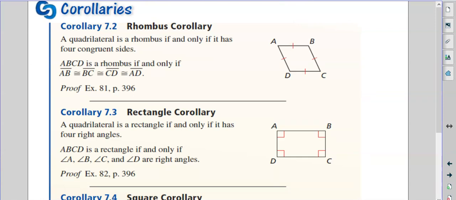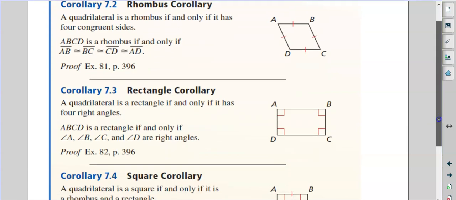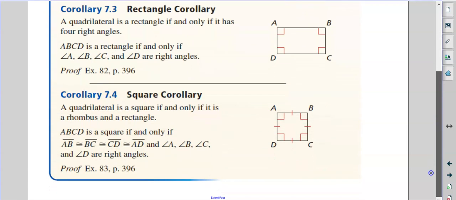Next, the rhombus corollary. A quadrilateral is a rhombus if and only if it has 4 congruent sides, like we just named the previous shape. The rectangle corollary, a quadrilateral is a rectangle if and only if it has 4 right angles, and the square is if and only if it's a rhombus and a rectangle. In other words, it has 4 right angles and all equal sides.